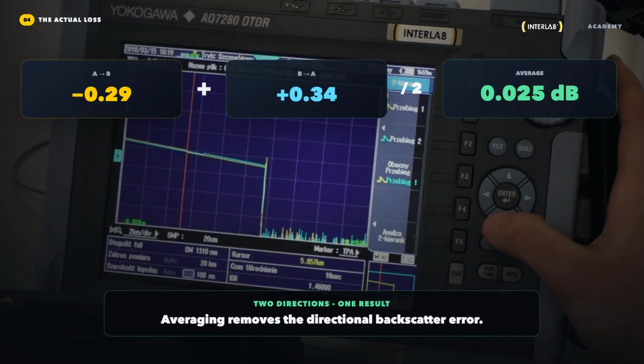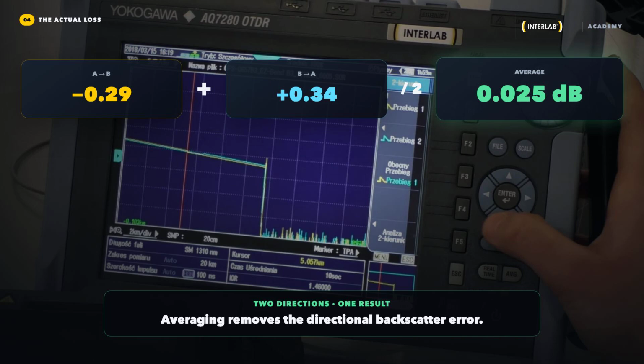Let's overlay the two traces. At the splice, one moves upward and the other moves downward. Now we calculate the arithmetic mean: minus 0.29 plus 0.34, divided by 2. The result is 0.025 dB. Just 25 thousandths of a decibel. This is our best estimate of the actual splice loss. Not the negative value, not the higher positive value, but the result calculated from both directions.